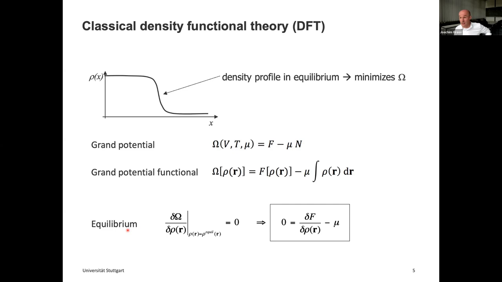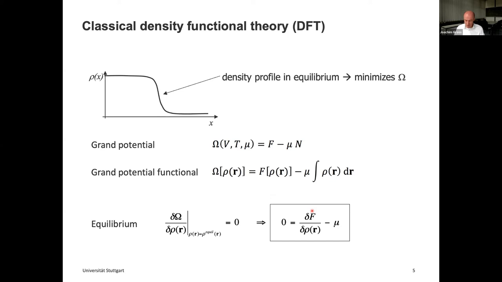The equilibrium condition is thus, or implies, that the functional derivative of omega with respect to density is zero. So this is a condition for minimizing this quantity. On the right-hand side, we have the functional derivative of the Helmholtz energy, and the functional derivative of this second term simply gives the chemical potential. So that's the equation we really work with. That's the equation we have to solve, and we do that by discretizing space. In this picture, we would discretize space along the x-coordinate for a one-dimensional problem, for example, and solve this equation for every point in space.